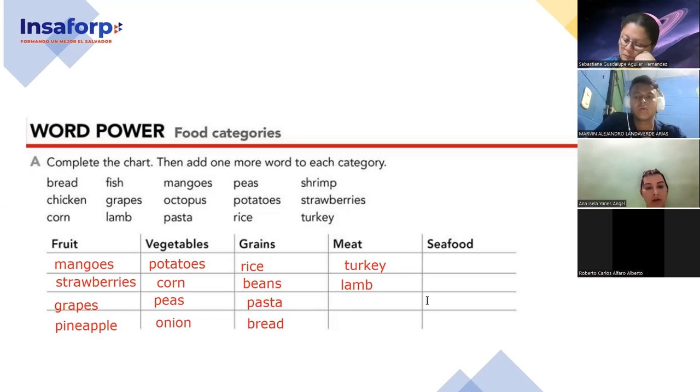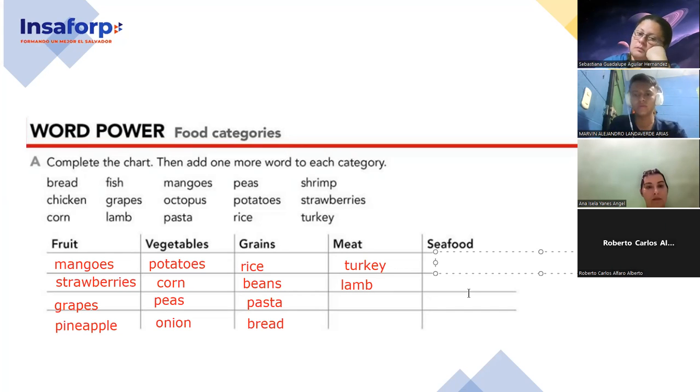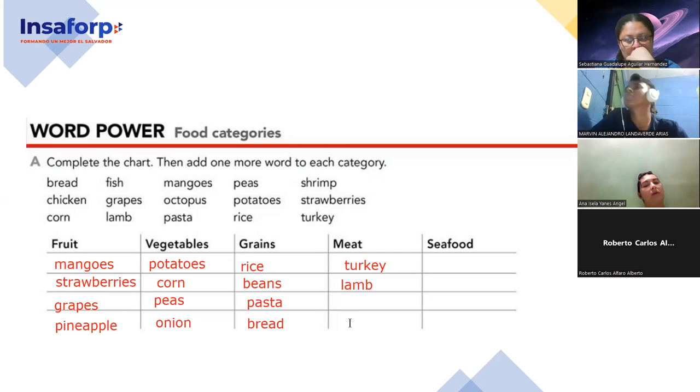What else? Just that one? What about with seafood? What do we have with seafood? Pork. Excuse me? Pork. Oh, P-O-R-K. Okay. With meat or seafood? Meat, carne de cerdo. Oh, yes, very good. Pork, right? Like this one. Very good. And what else?